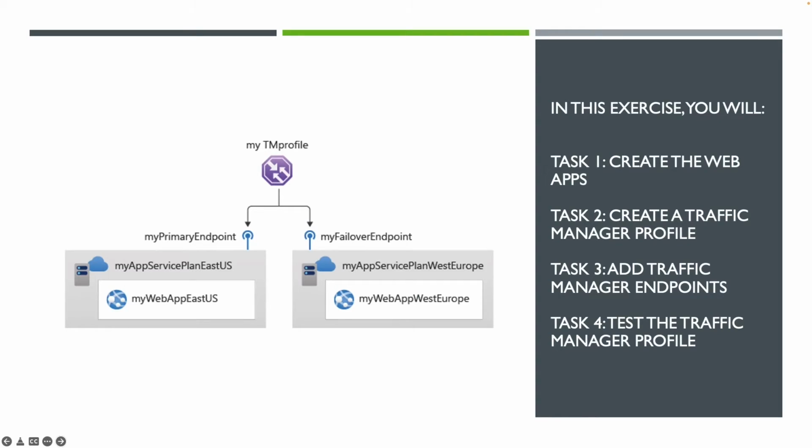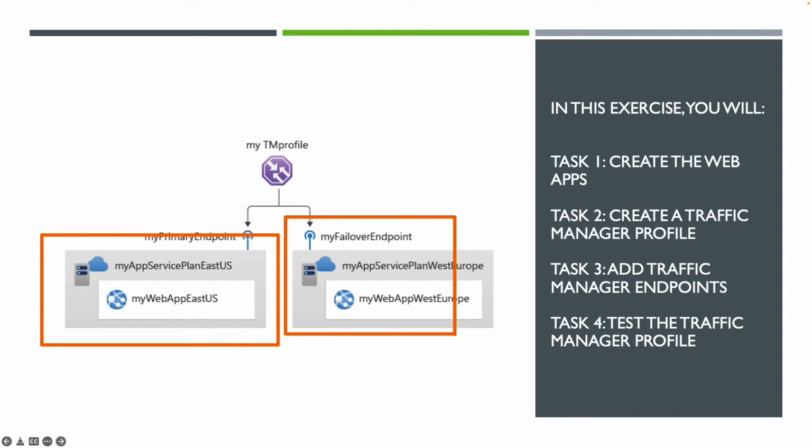In this exercise, we are going to create a traffic manager profile to deliver high availability for the web application of a company called Contoso Limited. We're going to create 2 instances of the web application and deploy them in 2 different regions, one in East US and another in West Europe. The East US region will act as the primary endpoint for the traffic manager and the West Europe region will act as the failover endpoint.